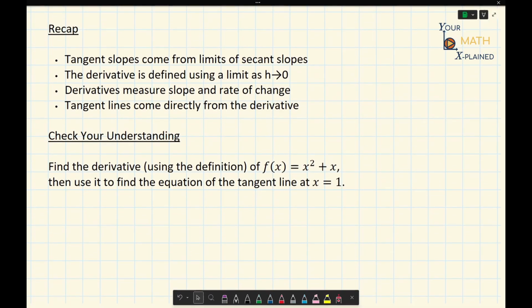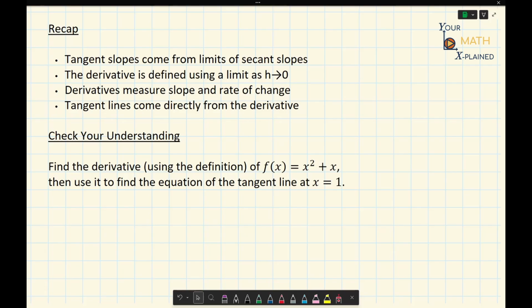We learned that tangent slopes come from limits of secant slopes. It's what happens when the second point gets closer and closer to the first point until they overlap. And we learned the definition of a derivative, which is defined using a limit as h approaches 0, where h is the distance between those 2 points. We learned that the derivative measures the slope and the rate of change. And finally, the connection between tangent lines and derivative is that the slope of the tangent lines come directly from the derivative at that particular point.